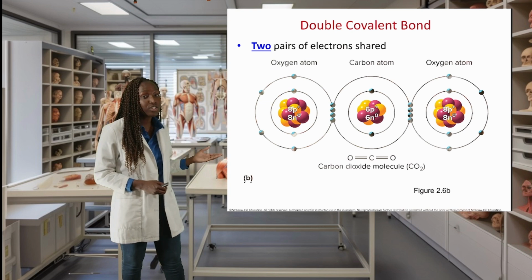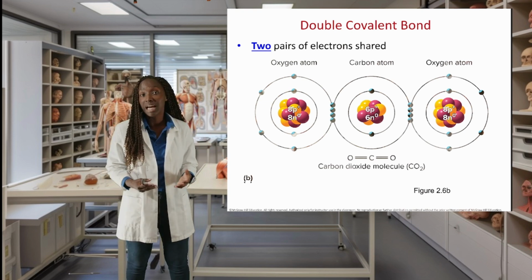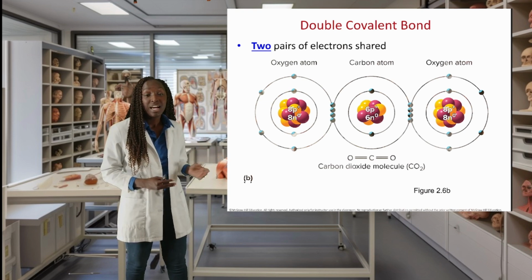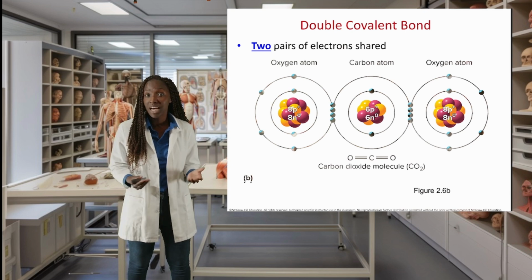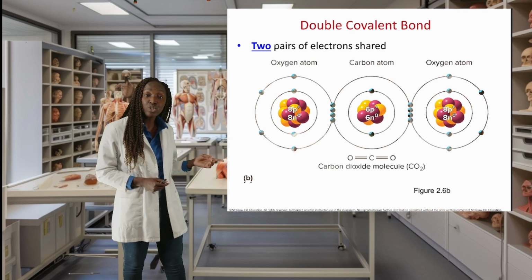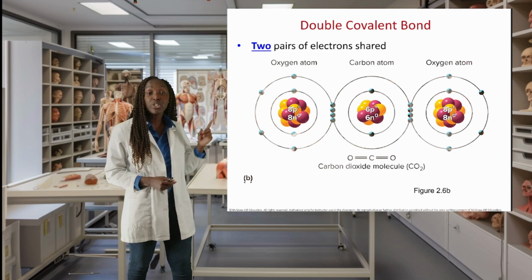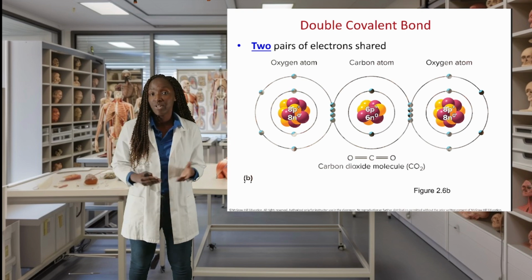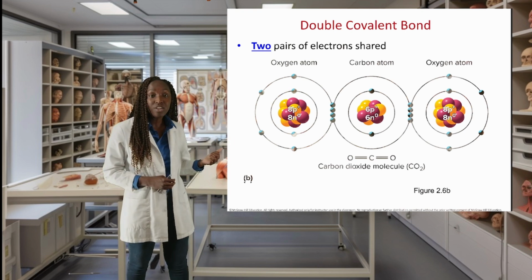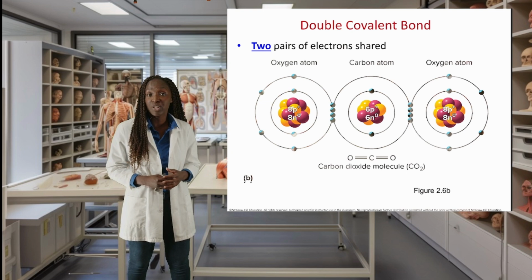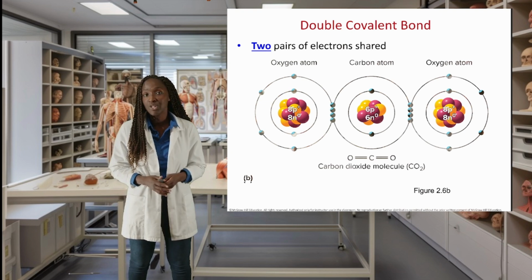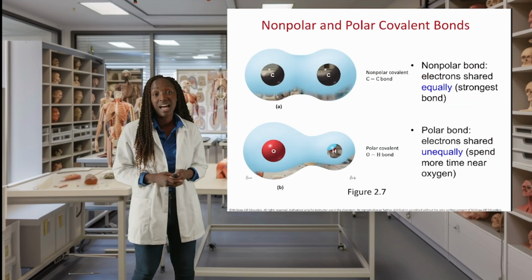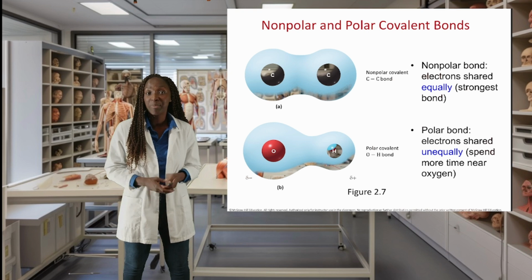We know that oxygen has 6 valence electrons and it wants to have a total of 8. Carbon has a total of 4 and it wants to have a total of 8. So if it shares 2 electrons with one oxygen and 2 electrons with the other, its outer shell is happy at 8. And if the oxygen is sharing 2 pairs of electrons from the carbon, its outer shell is also 8. There are 2 different types of covalent bonds, nonpolar and polar.